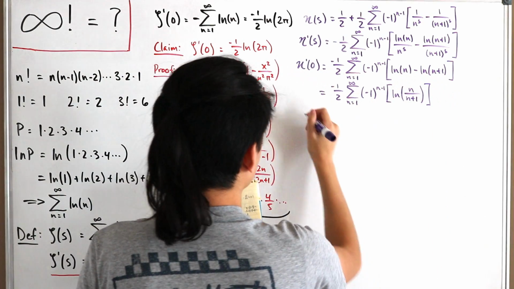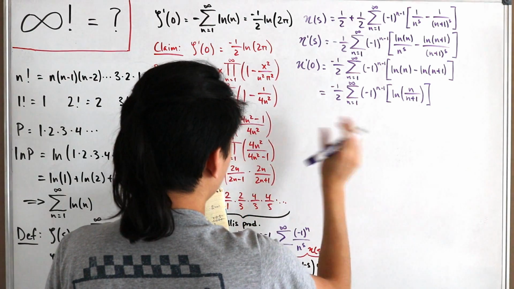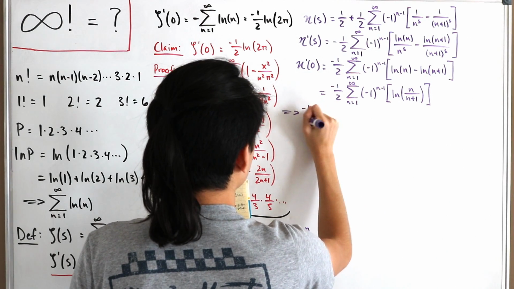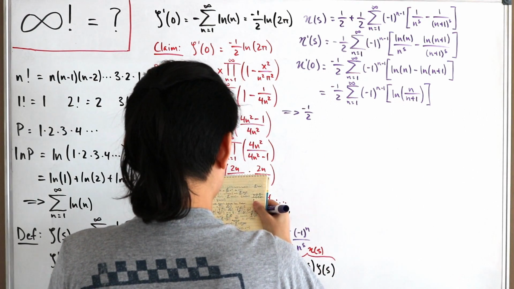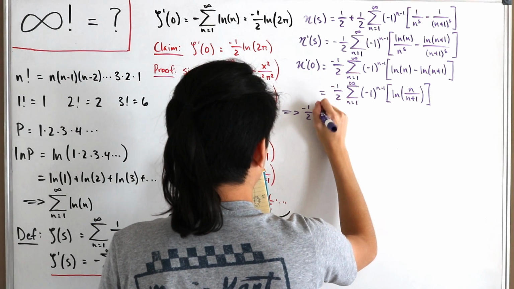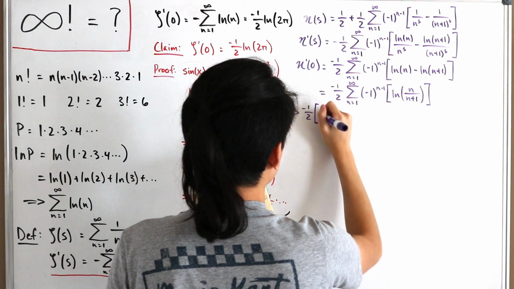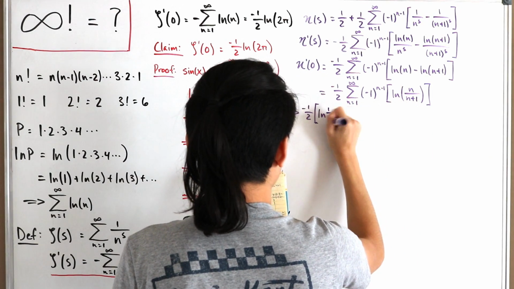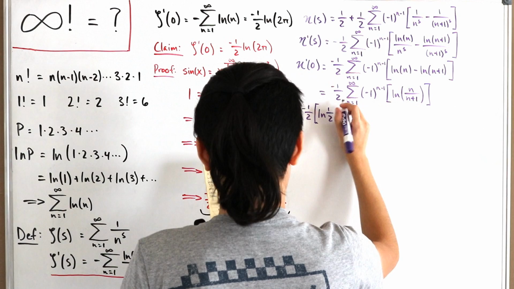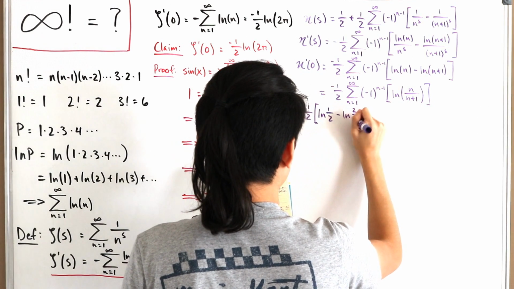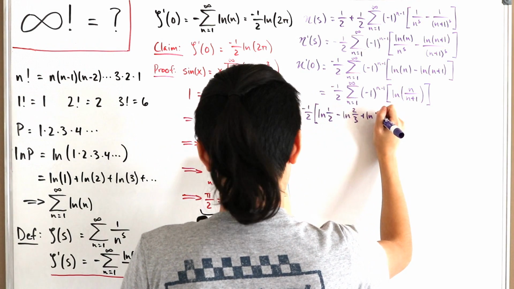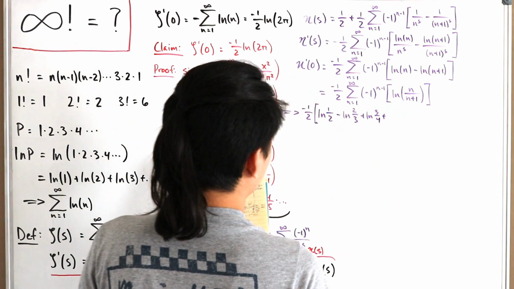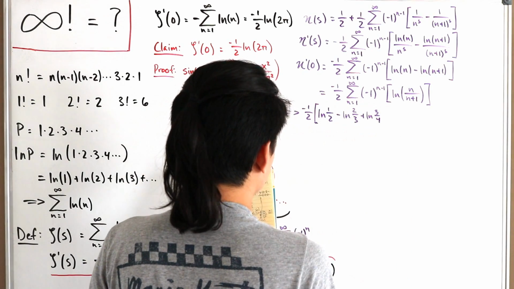Now from here we can actually expand the series out further. So here we have -1/2, then this is an alternating series. Let's see, I'll just write a couple of terms here. So we have the natural log of 1/2, then subtract the natural log of 2/3, plus the natural log of 3/4, so on and so forth. Well, this is alternating, so this is supposed to be a subtraction.